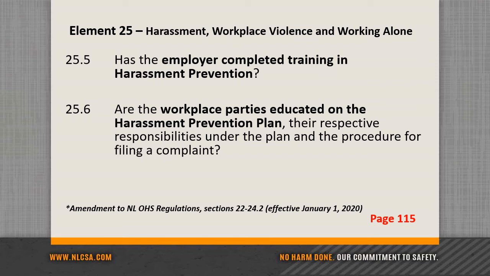25.6, are the workplace parties educated on the harassment prevention plan, the respective responsibilities under the plan, and the procedure for filing a complaint? So once again, you can review records of toolbox talks, safety meetings, training records, orientations, etc. to confirm that the harassment prevention plan has been reviewed with all workplace parties at a minimum annually, and you can confirm worker knowledge of the plan through interviews. So this is obviously new and is based on the amendments to the Occupational Health and Safety Regulations section 22-24.2.